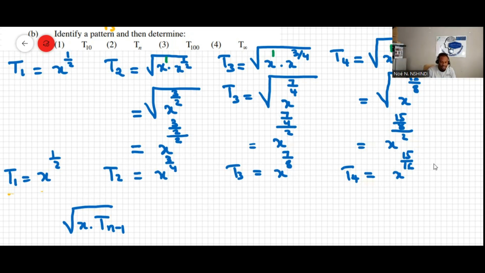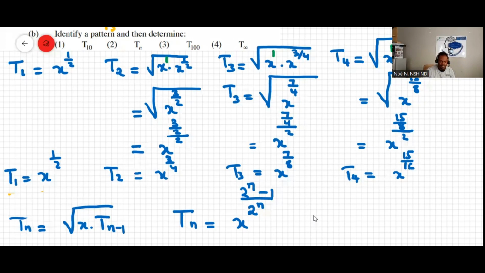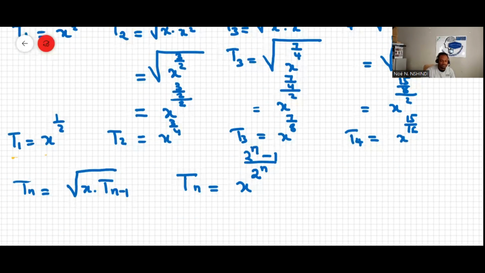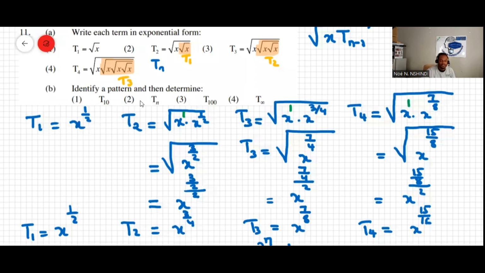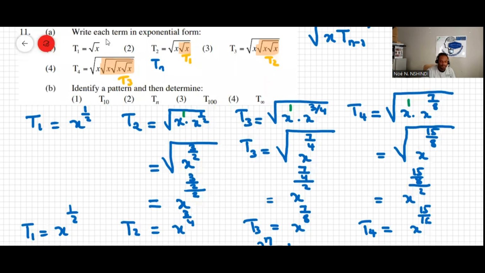So we can write Tn as x to the power of, where the denominator is going to be 2 to the power of n, and the numerator is going to be 2 to the power of n minus 1. So this is actually the general term for this pattern. Then the question continues and says identify T1, T2, T3, and T4. So now we can work out T1.